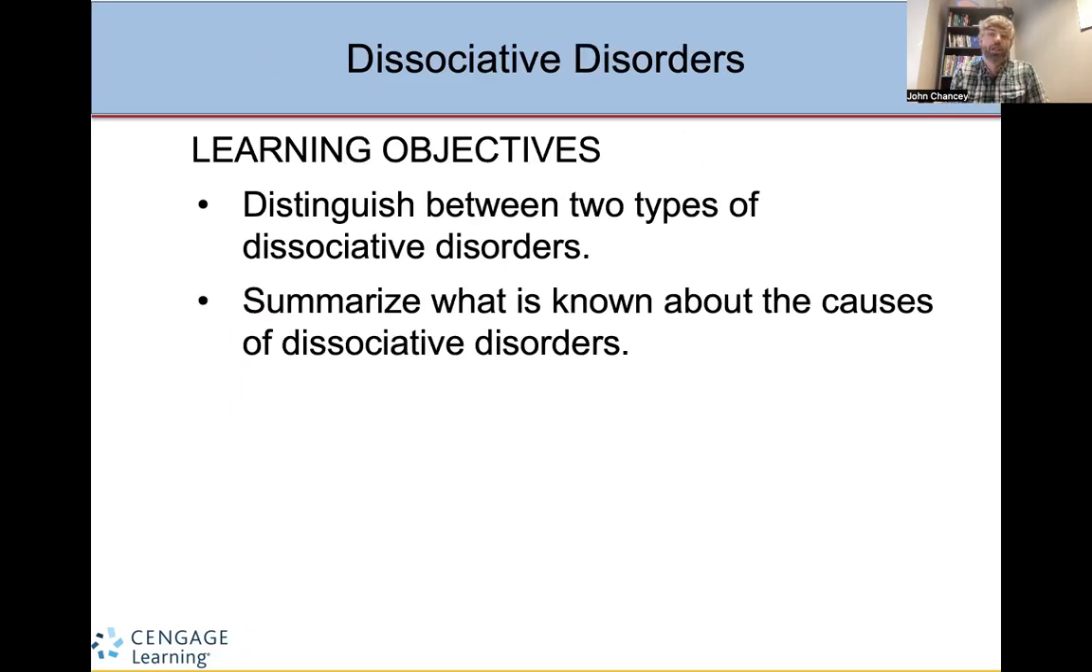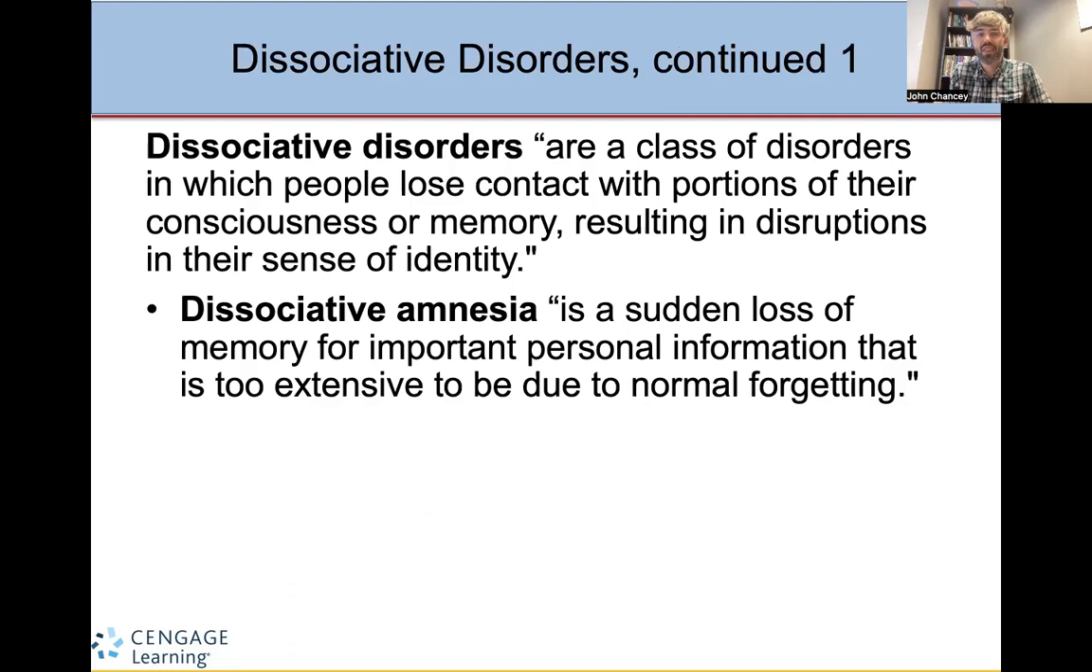Now we're going to switch gears and look at dissociative disorders. We will distinguish between two types of dissociative disorders and summarize what is known about the causes of dissociative disorders. When we talk about these disorders, these are a whole class of disorders where individuals lose contact with elements of their consciousness or memory, typically resulting in some kind of disruption in their sense of identity, like who they are. One example is dissociative amnesia.